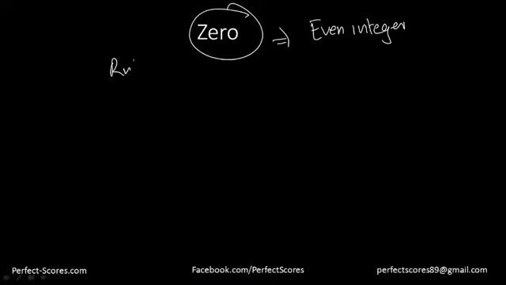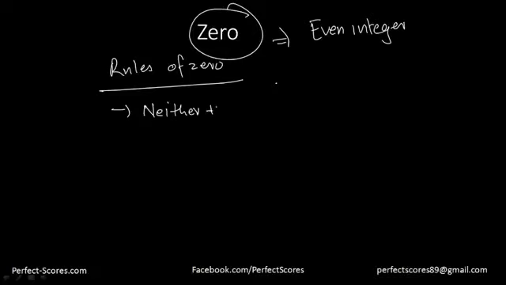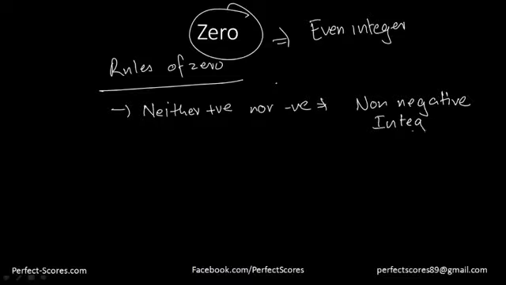So I'll just state the rules of 0 here. I think it's very, very important that we state the rules. It's neither positive nor negative. It's actually a non-negative integer, right? Second thing, it's actually an even integer, right? So 0 is an even integer. So these are the rules of 0 that is concerned with evens and odds, right?